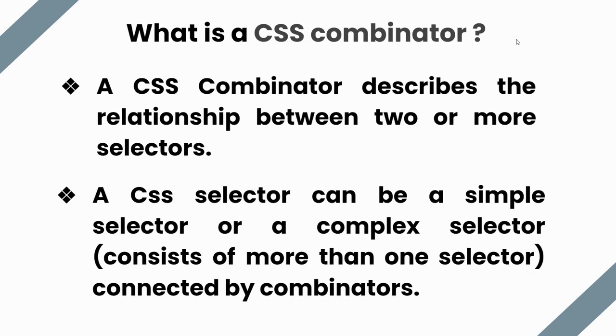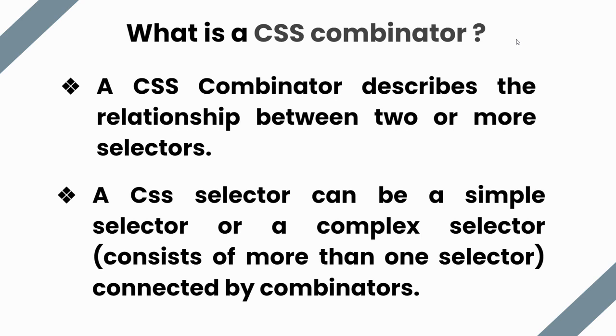So what is a CSS combinator? A CSS combinator describes the relationship between two or more selectors. As we all know, we've been using selectors over the course of time in learning CSS, and most of the selectors we've used are actually just a single selector. But with a combinator, you can get to use more than one selector at a time, and the combinator describes the relationship between the two or more chosen selectors.